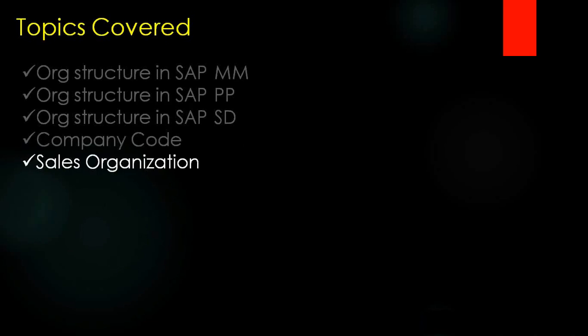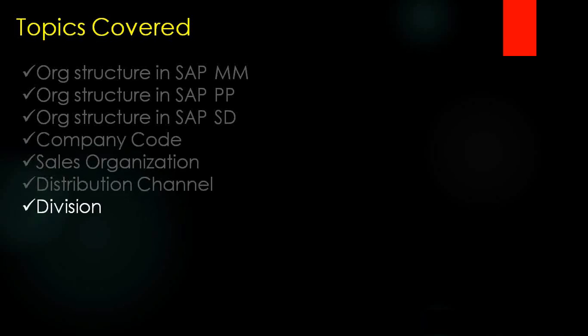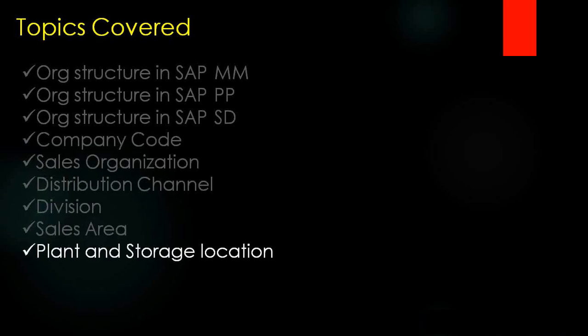So the topics that we'll be covering in today's session: org structure in SAP MM, org structure in SAP PP, org structure in SAP SD module, company code, sales organization, distribution channel, division, sales area, plant and storage location, and shipping point.